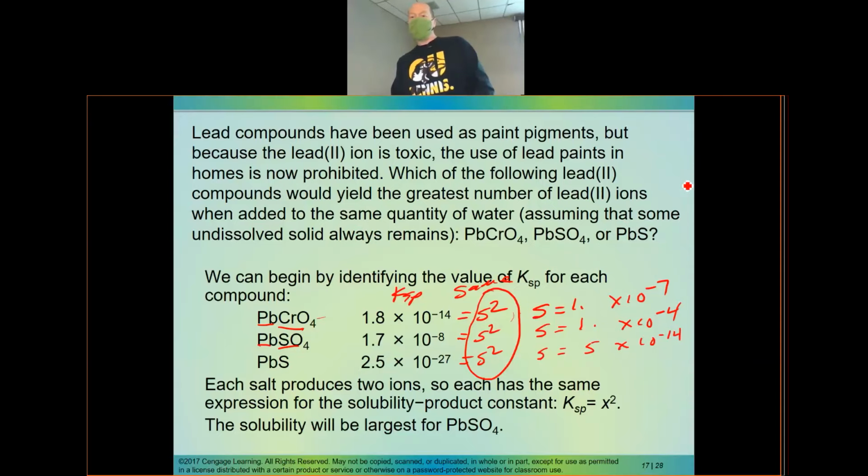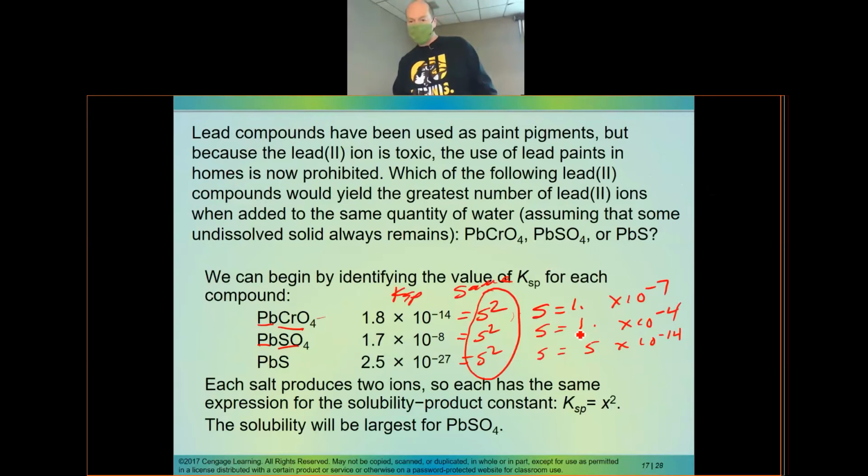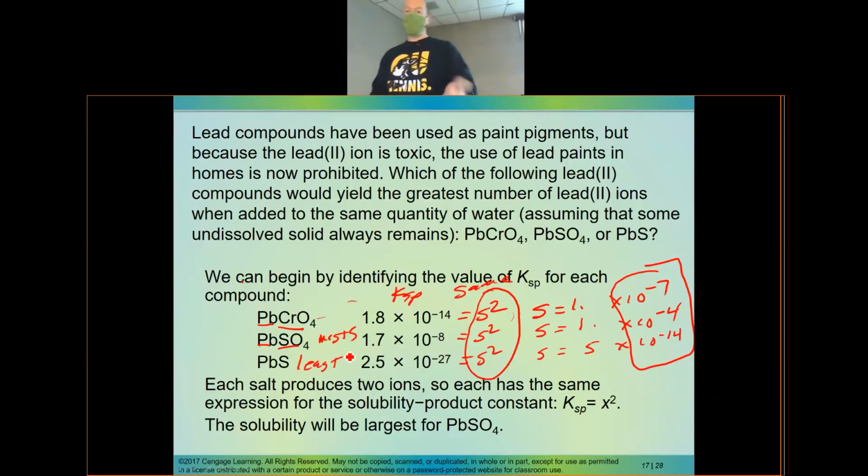Anyway, it doesn't matter. What you're looking at is the solubilities, and unless you have ones that have the exact same exponent, you have to worry about what these numbers are. In this case, 10 to the minus 4 is the largest number there, so this is the most soluble. And 10 to the minus 14 is the smallest number for your solubility, so that is the least soluble. And of course, if you just looked at the KSPs in this case, that would have worked for you because you did the same thing for all of them to find the solubility.